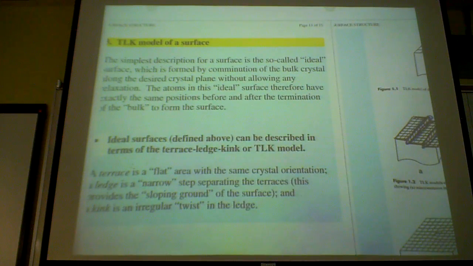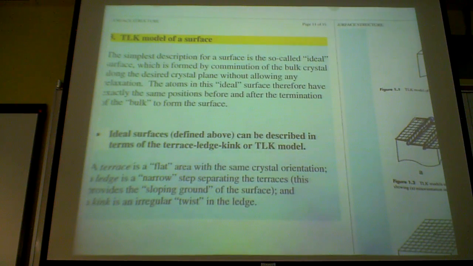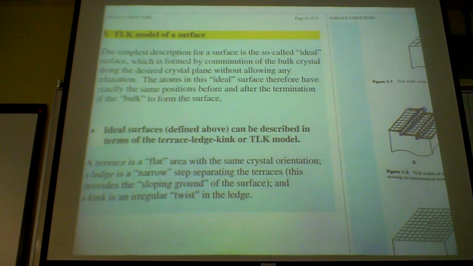The ideal surface that we created this way can be explained in terms of the TLK model: terrace, ledge, and kink model. A terrace is a very simple idea. The terrace is just a flat area, and a ledge is just a step, a narrow strip of boundary, if you like, a step boundary between two terraces, and a kink is the irregular twist in the ledge.